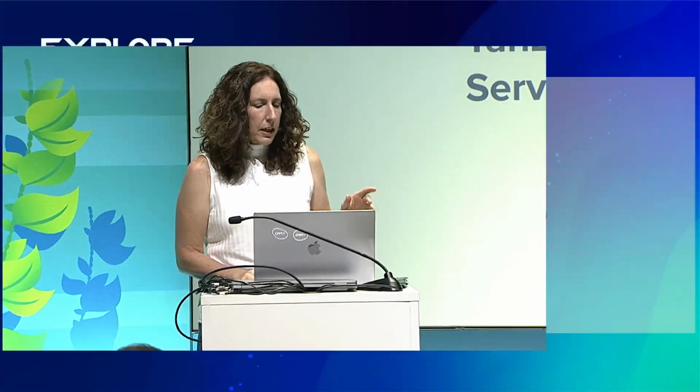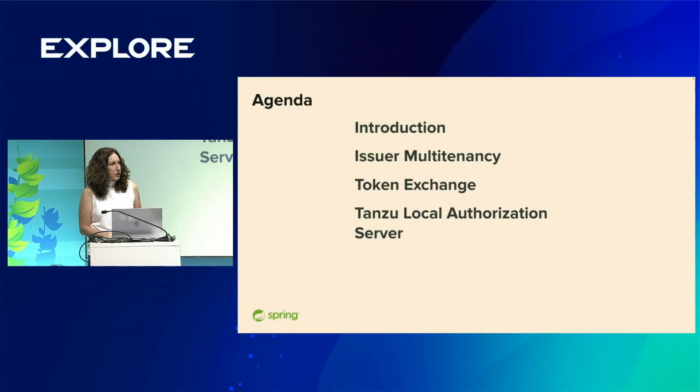So I'm going to cover a brief introduction just to make sure that we're all on the same page. And then I'm going to go into, the name of the talk is what's new in Spring Authorization Server 1.3. So that specifically maps to two features that I'm going to talk about. One is issuer multi-tenancy, and the other one is token exchange. And then I'm just going to give you a look at a commercial solution that's based on Spring Authorization Server that's called the Tanzu Local Authorization Server.